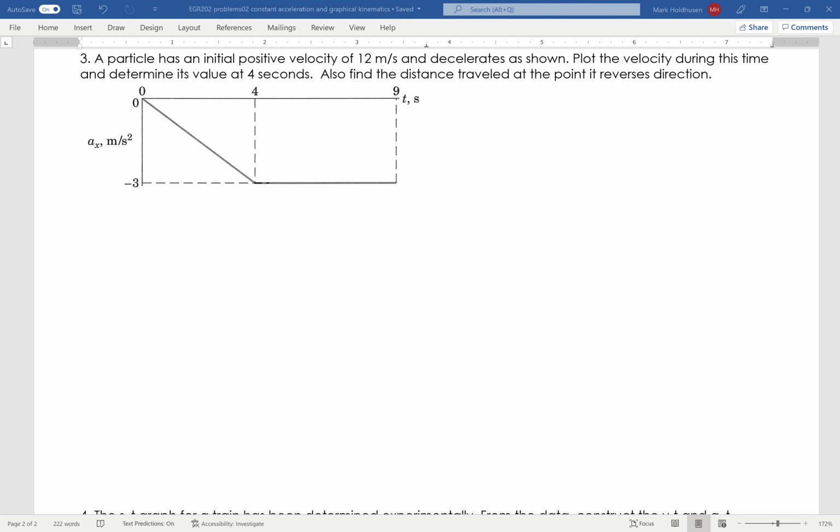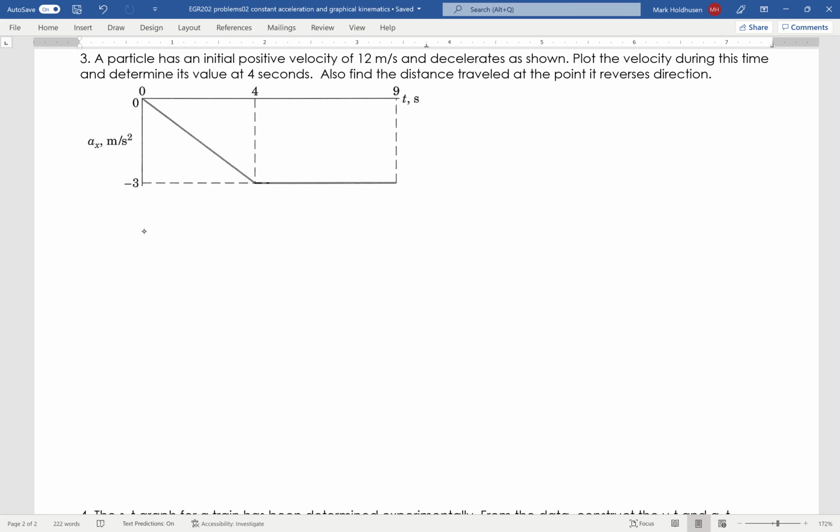Okay, so I have a plot of the velocity of a particle. It gives me the acceleration as a function of time, and I want to find... It has an initial velocity of 12 meters per second, and basically, I want to figure out, hey, what is the velocity? What is the position?